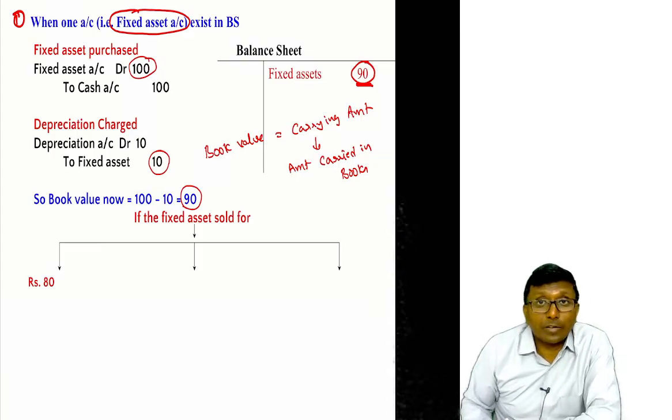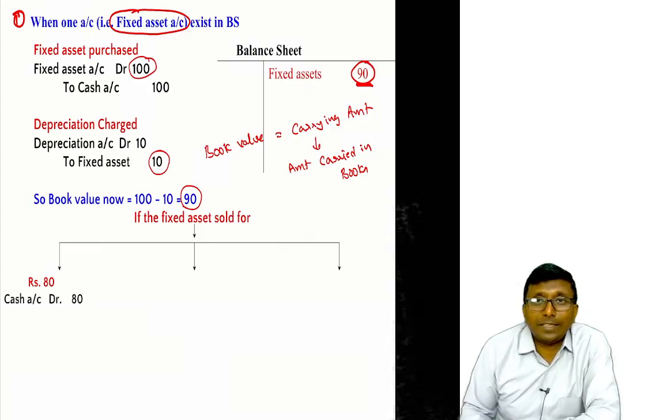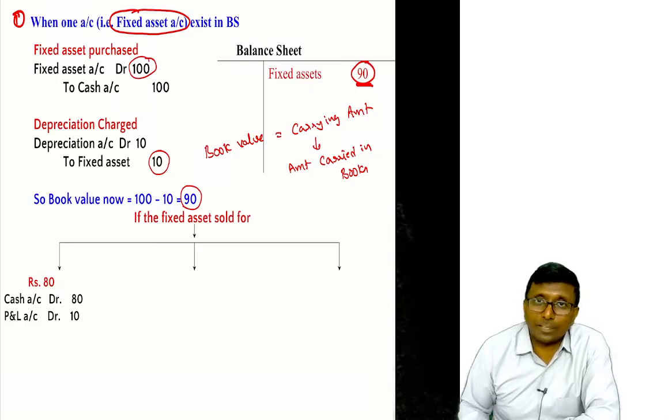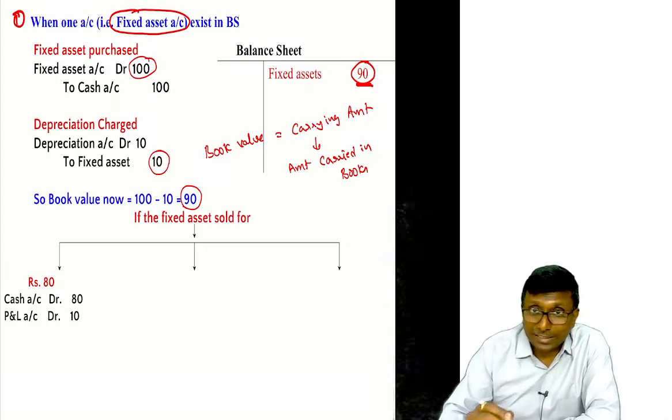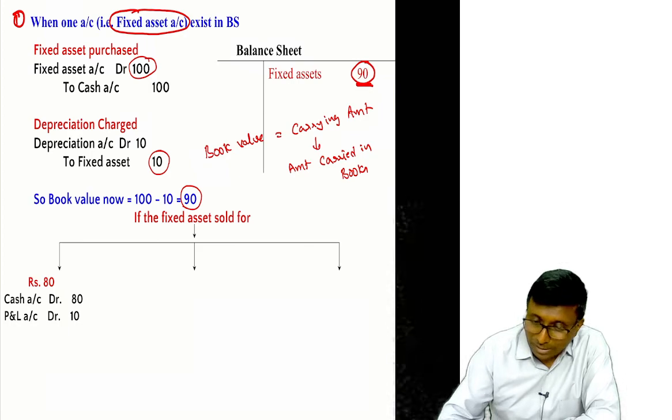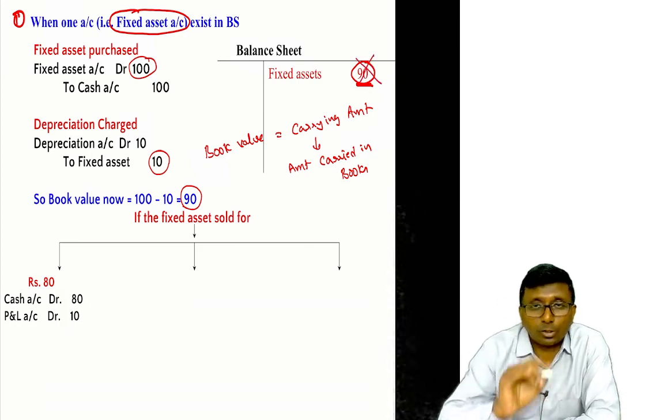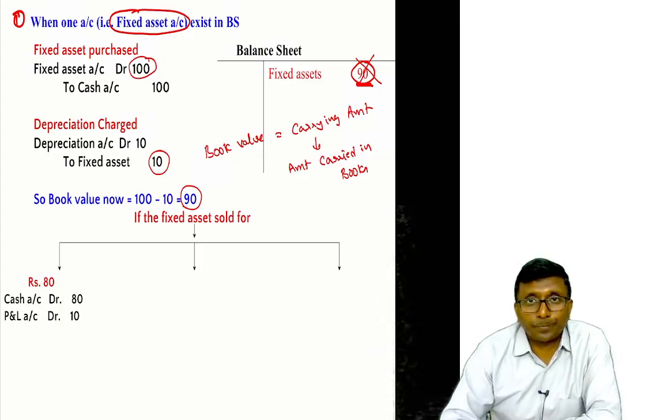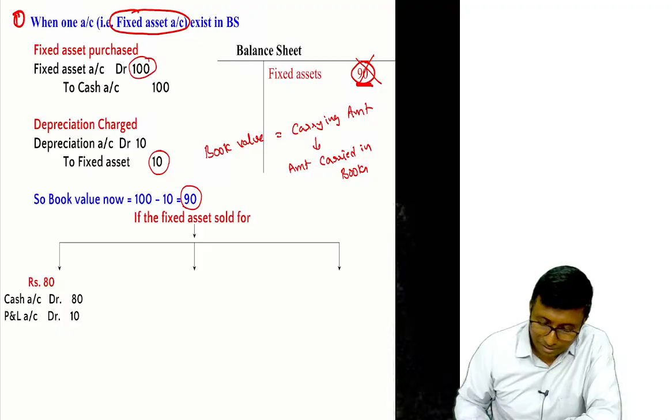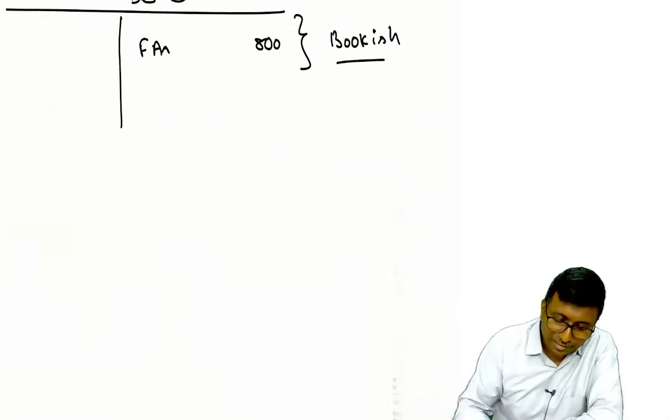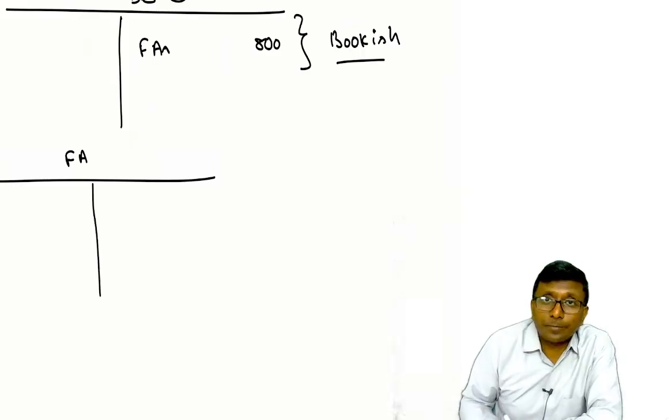So what is the entry? Have you got 80 rupees? Yes. So cash account debit 80. Loss also is there, right? Correct. Loss account 10 rupees. And since the asset is sold, the asset is not physically with you, not physically with me. Then it should not be there in the books of account also. Correct, sir. Agree or not? So that means fixed asset, correct? So now for example, I'll take it here. I will prepare the fixed asset ledger account. Correct?